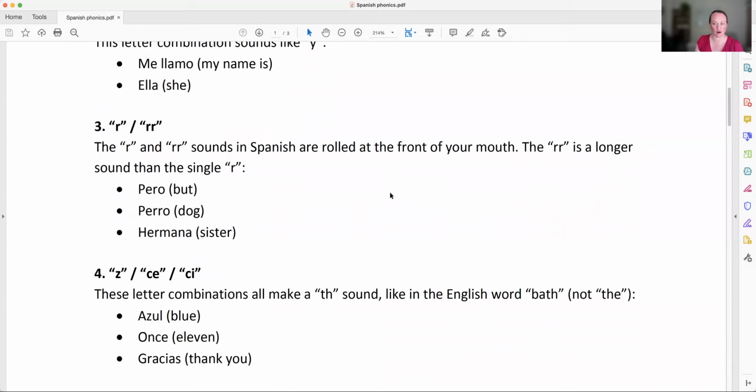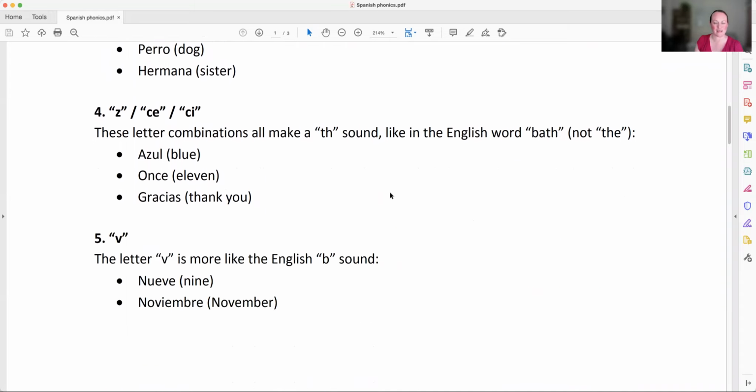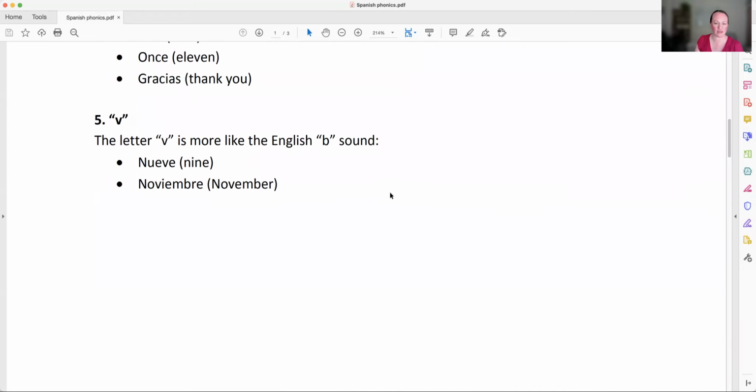The R, whether it's a single or double R. So single R is a soft r sound. Double R is more of a rolled r sound. Z, or C followed by E, or C followed by I, is th. So for example, azul, meaning blue. Once, meaning 11. And the letter V is more like a B. So for example, nueve, nueve.